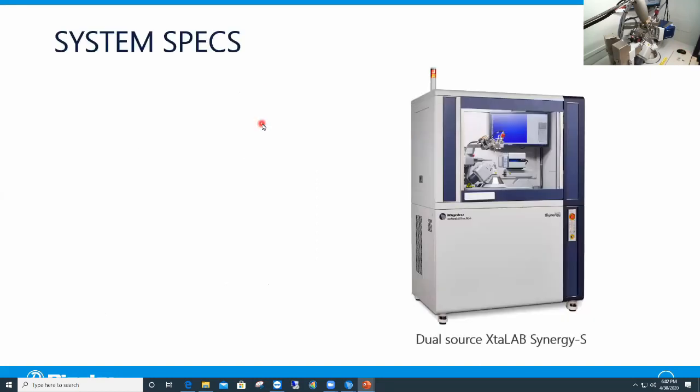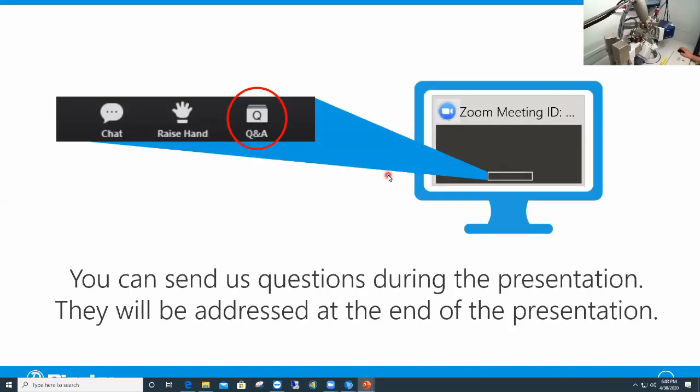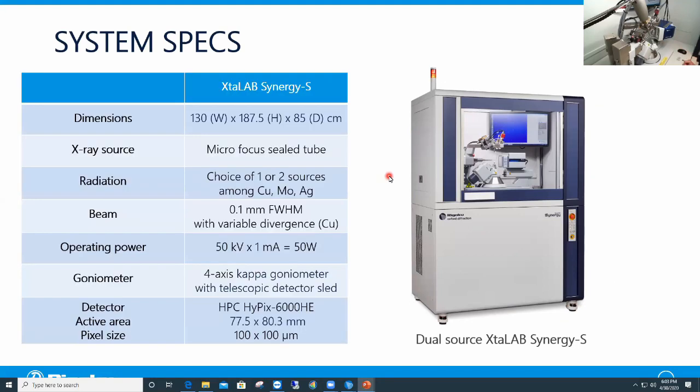The system we are going to use today is the XtaLAB Synergy-S. It is shown on the picture here. The specs of the system are listed in the table on the left-hand side. You can see the dimensions of that Synergy-S, its width, height, and depth.